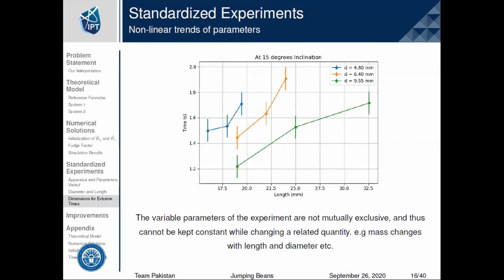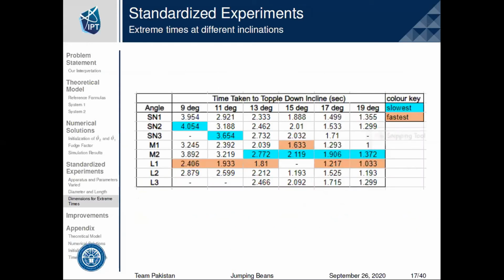However, if we combine these results, we get such a graph where you can see that there is no general trend for all these plots. If you look at one instance of time, for example, you can see that there are 3 different sets of dimensions of diameter and length for which you get the same result for time. Here we tried to find the extreme times at different inclinations. As you can clearly see, no one series is best for all the inclinations; at different inclinations you have a different fastest capsule and a different slowest capsule.